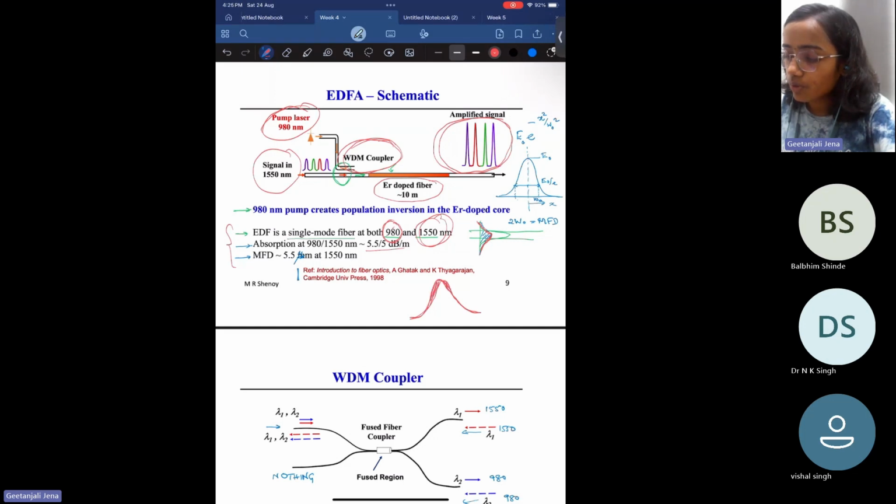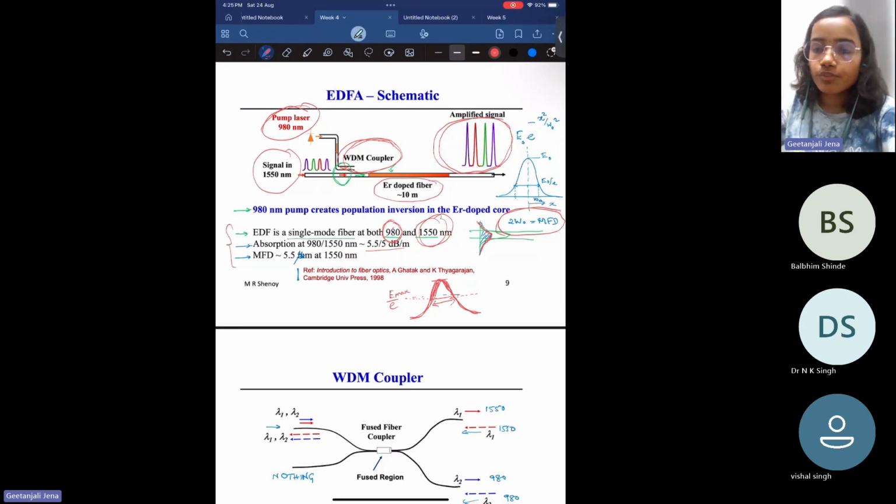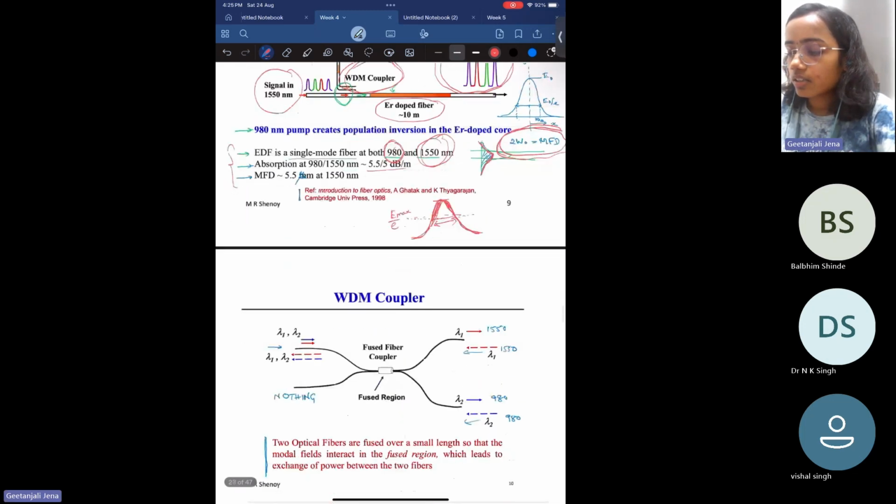Mode field diameter is defined around the level where the amplitude is 1 by e of the maximum amplitude. If you see the formula, mode field diameter is 2 times W0, where W0 is the spot size. So if you are given a spot size of the laser, you can easily find out the mode field diameter. Mode field diameter is 2 times the spot size. Okay.